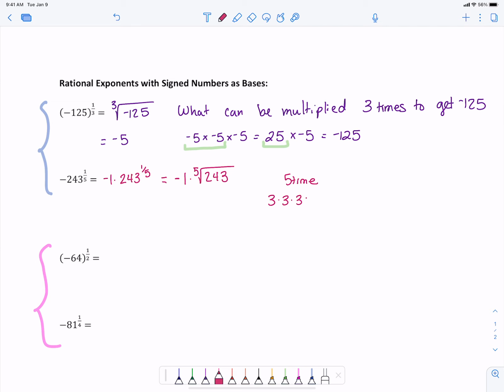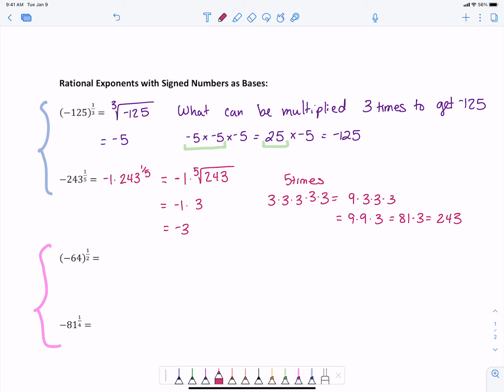3 times 3 times 3 times 3. That's going to give us 9 times 3 times 3 times 3. So we could do another 9 in there times 3. So we get 81 times 3. And that's where we get the 243 times 3. So our solution is -1 times that 3, which gives us -3.